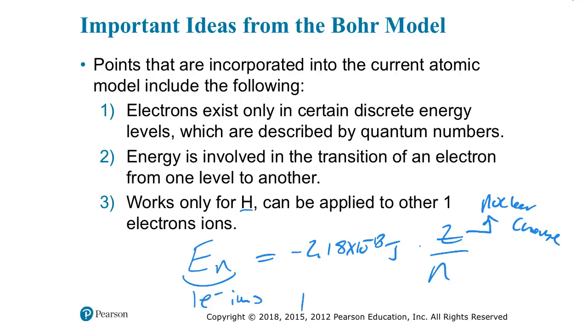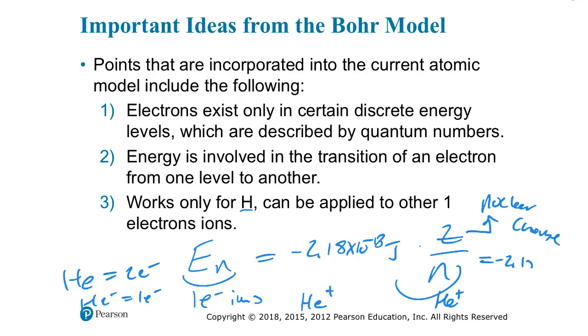So, for example, helium has 2 electrons, but helium plus only has 1 electron. For a one-electron ion, Z is just the nuclear charge, and for helium, Z would be 2. So for helium plus, this would look like minus 2.18 times 10 to the minus 18 joules times 2 divided by n.